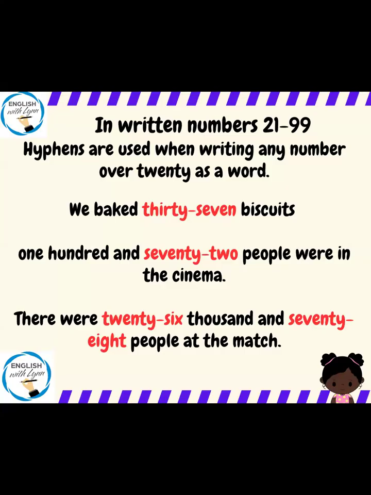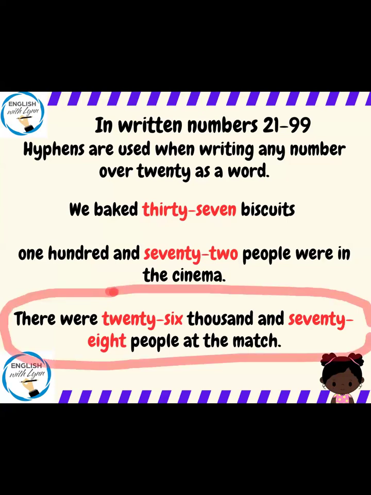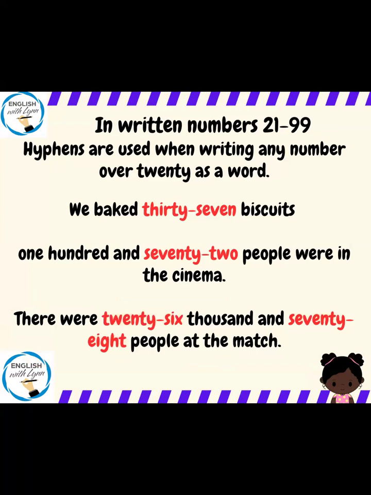And that's a little bit like this example at the bottom, where you've got, there were 26,000, so the 26 needs a hyphen. 1,000, I don't need the hyphen for it. And 78, so this part here, 78 is like my tens and ones in that number. Okay, so anything between 21 and 99, you need that hyphen if you are writing it as a word.